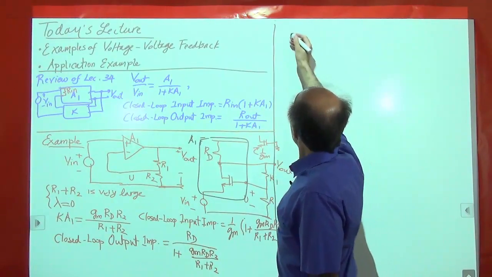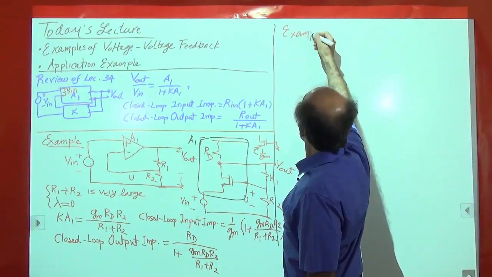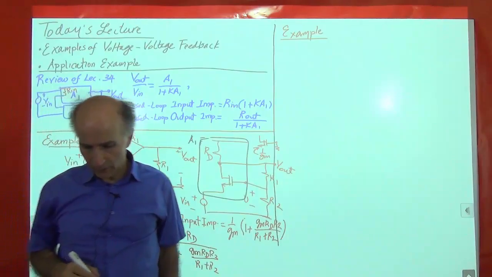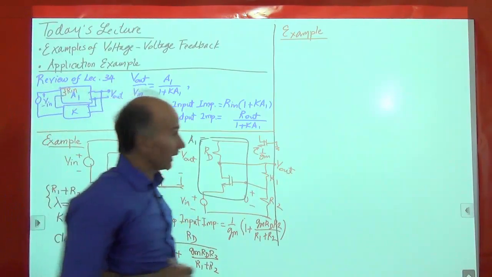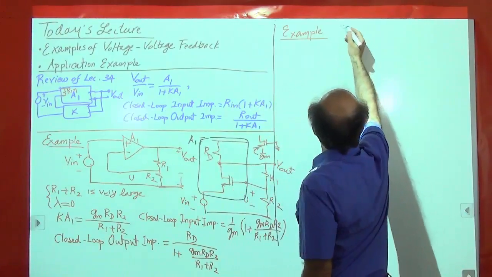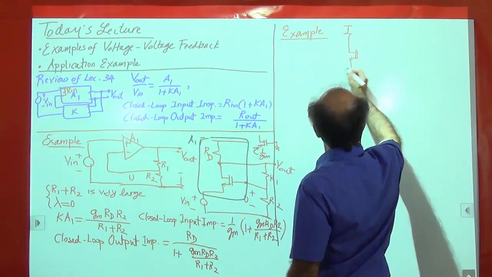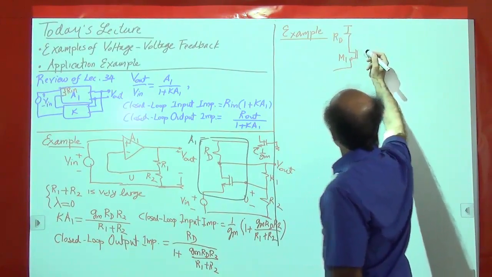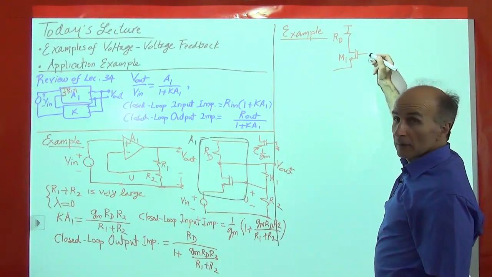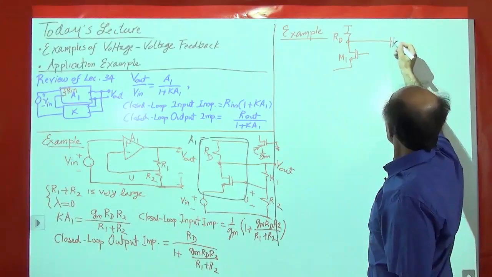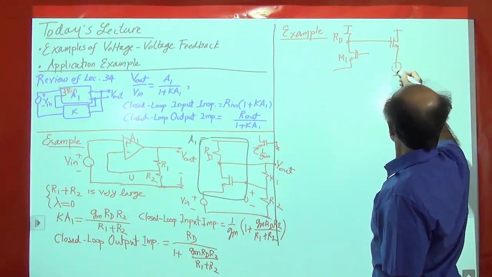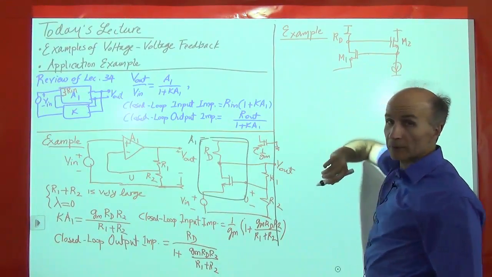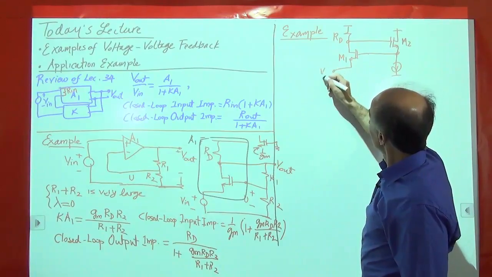Okay, let's go to another example. And this time I will consider even a simpler case. Let's take this amplifier again. Call this M1 RD. And I will pass this through a source follower, M2. And then I'll just return this right into this point. And here's my input, Vin.